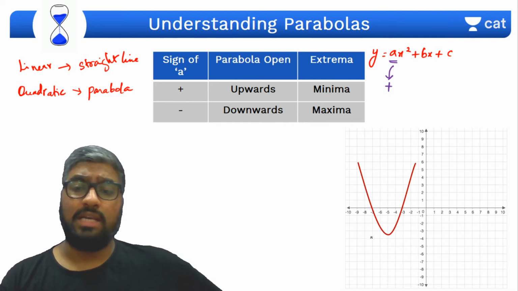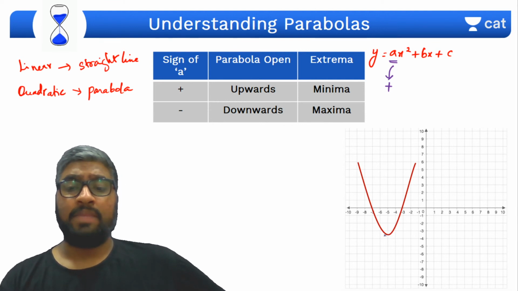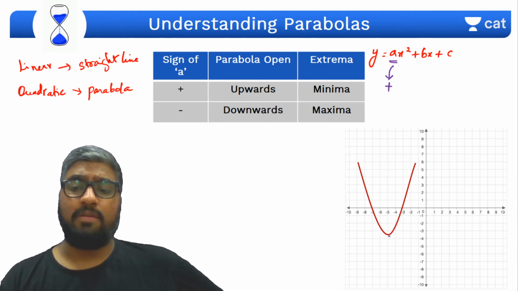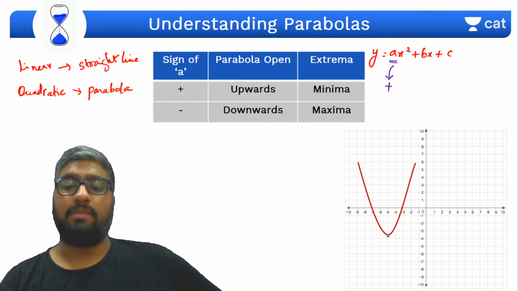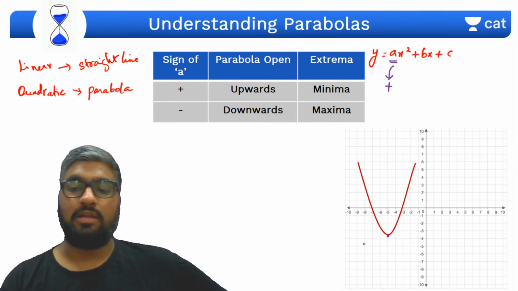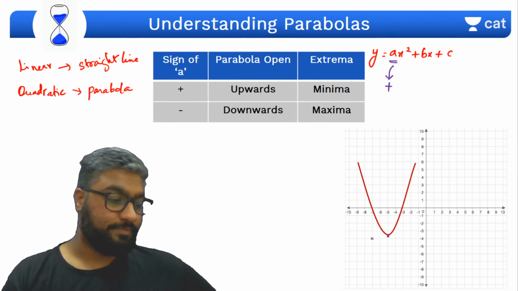So in this case, when you have a positive a, what would you end up getting? You would end up getting a minimum value. So there will be a minimum value, and there's no bound for the maximum value. Got it?